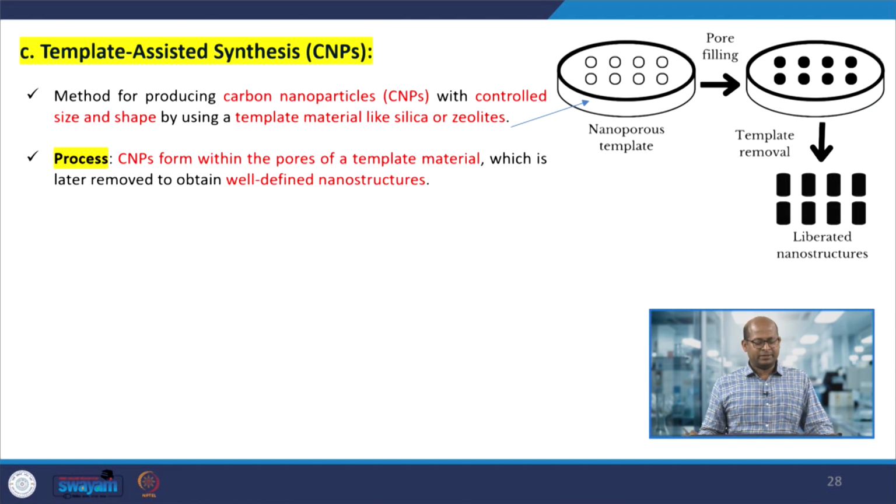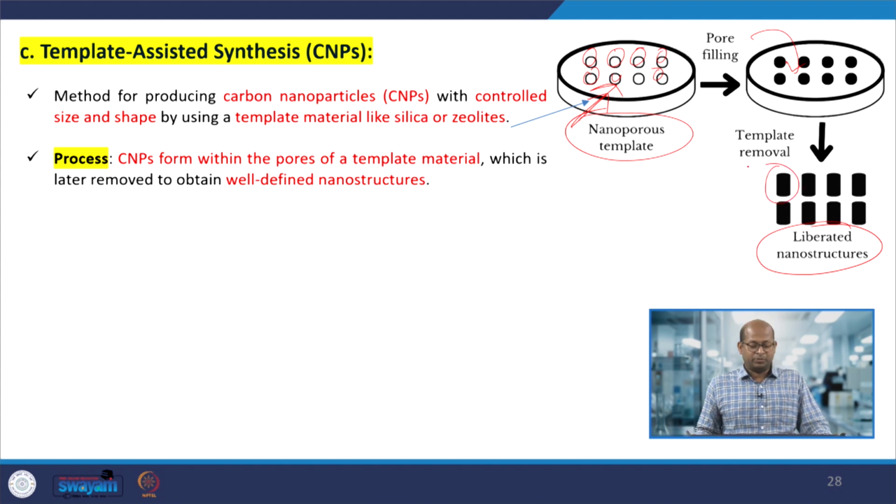Okay. Then the template-assisted method can also be used for the preparation of carbon nanomaterials or carbon nanoparticles. Here are some nanoporous templates that we can use: silica or zeolite type materials, where different types of pores are present. The pores are filled with a source of organic material, and then it is heated to a high temperature, and the template can be removed. Once the template is removed, carbon nanoparticles may form.